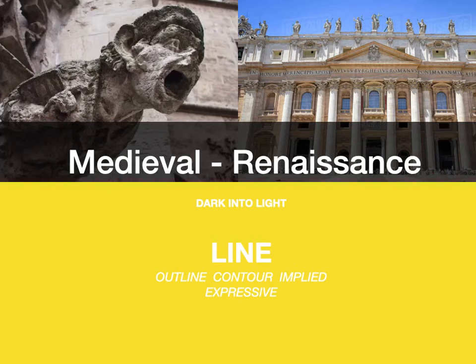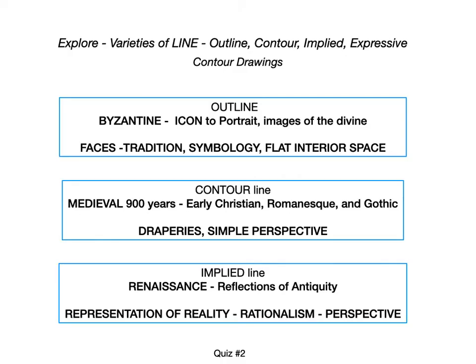This is presentation number 8, Medieval to the Renaissance, Dark into Light, incorporating line, outline, contour, implied, and expressive. In this slide presentation, we are going to explore the art of the medieval era or period through to the Renaissance. But we're also going to explore simultaneously the varieties of line, and these include outline, contour, and implied.